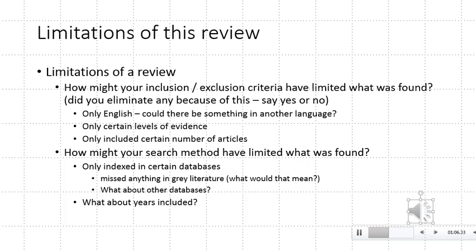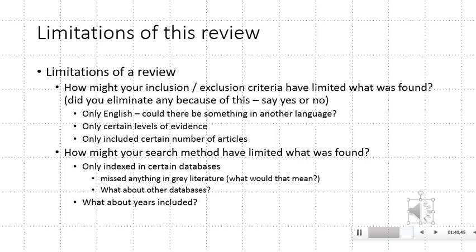Or perhaps you only included certain levels of evidence, like 1, 2, and 3. Then you need to say only level of evidence, blah, blah, blah, were included. And this could limit the depth of the review because X, Y, and Z. Or, of course, we limited you to a certain number of articles. What does that mean? So those are some limitations of how your inclusion and exclusion criteria might be limiting the value of the results of your literature review.